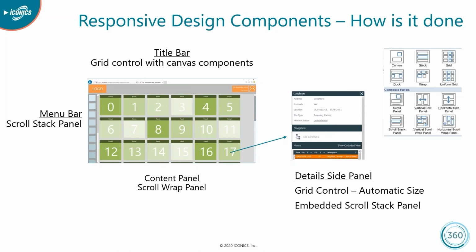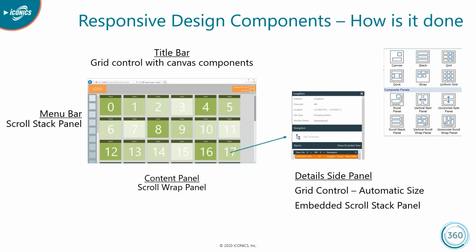On the left-hand side, you have a number of menu items. You don't know if it will be 1 or 10 or 50. So therefore, you position your menu object in the scroll stack panel. And then in the middle, the content panel, you have all kind of informational documents. And if you put that in a scroll wrap panel, the advantage is that when you have a wide screen, all the panels are shown in a horizontal manner.